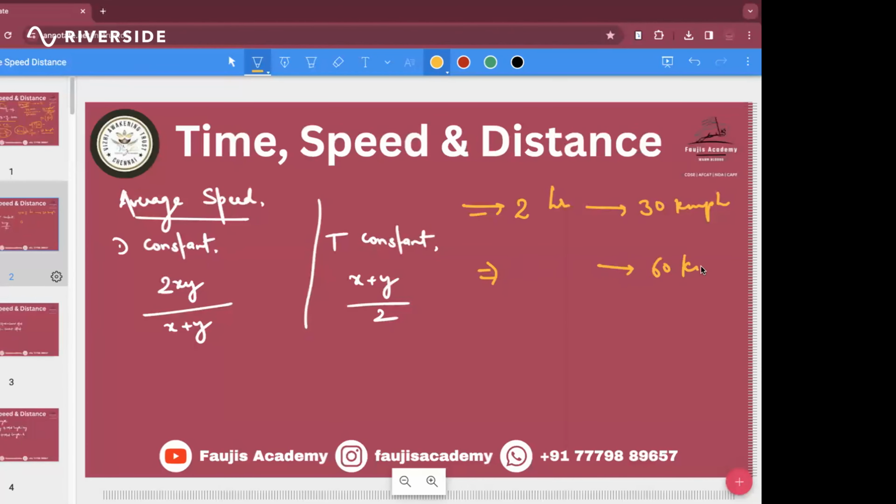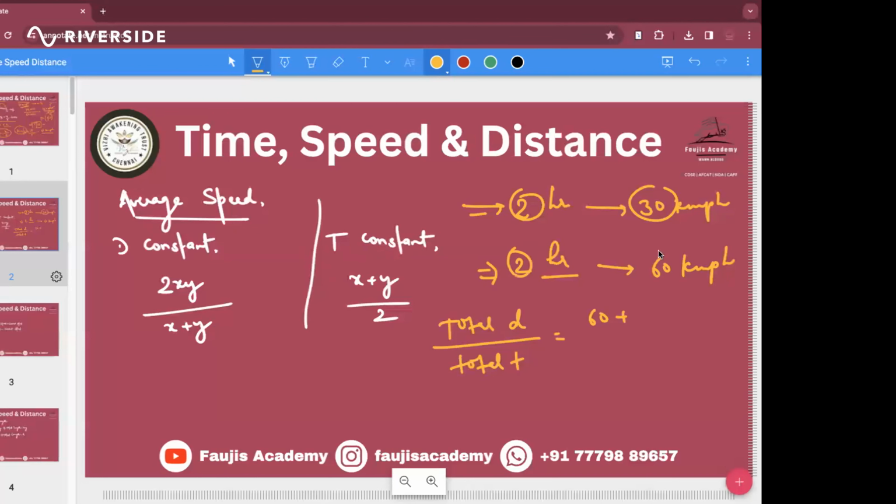Okay, so what is the average speed over here? The average speed is the total distance traveled by total time, right, guys? So how much is the total distance that we travel? 30 into 2, that means 60. We travel 60 by 30 kmph, and over here we travel 60 into 2, 120. The total time we took was 4 hours.